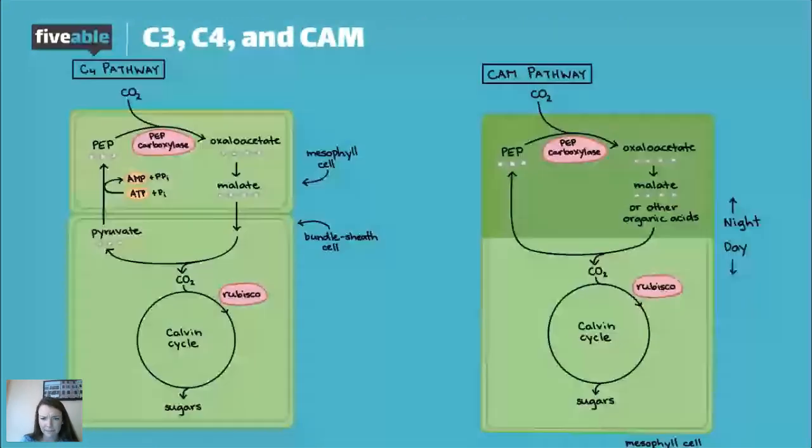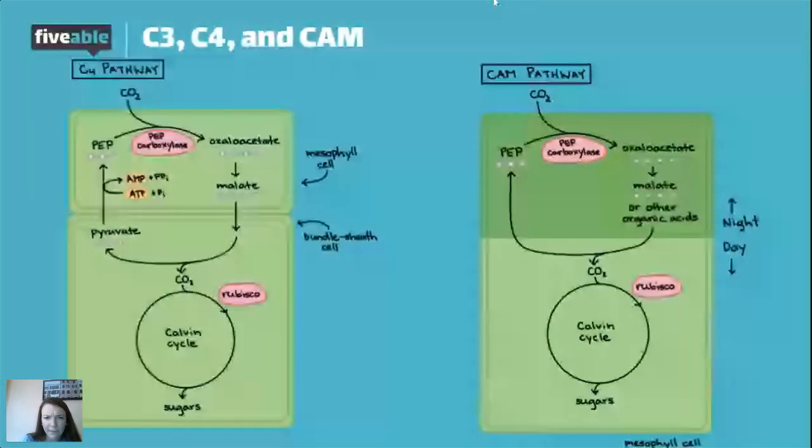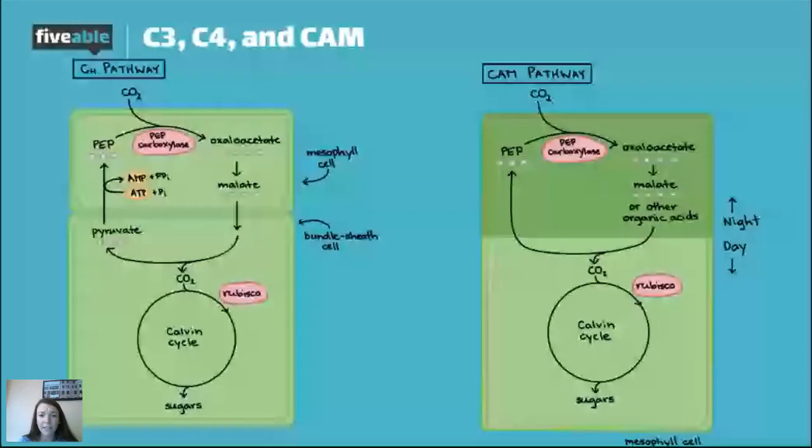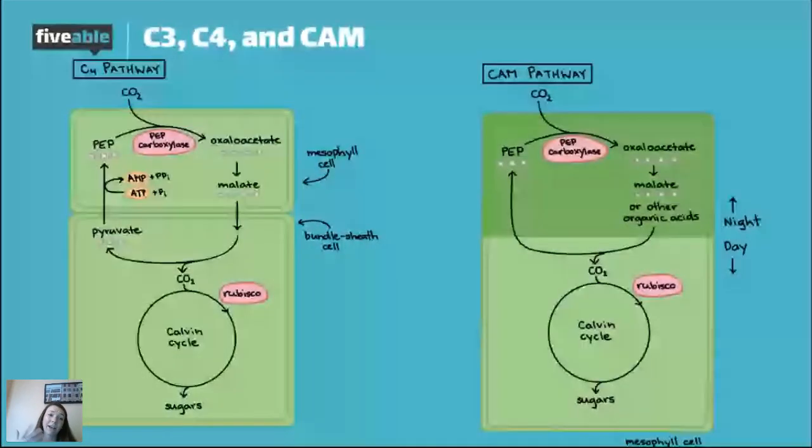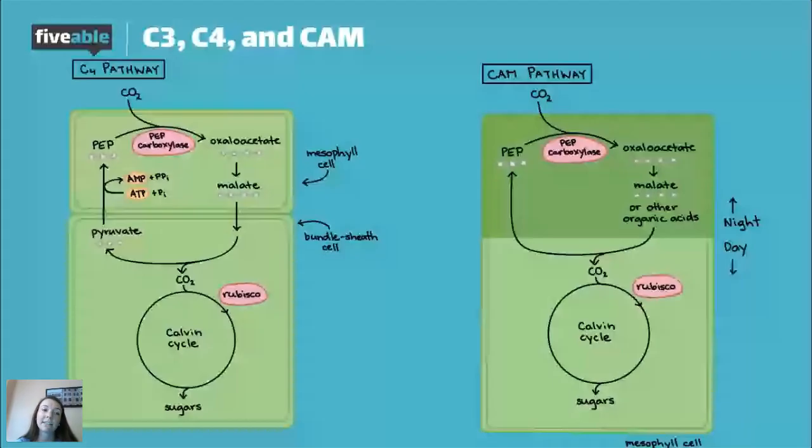Someone asked about C3, C4, and CAM plants. I haven't seen this in a long while. And again, plants aren't super big on the exam anymore, but it is about photosynthesis, so they sometimes do talk about it. Basically, what you need to know is that C4 and CAM are both adaptations so that plants can save water and not get dehydrated and dried out. So these are both taking place in types of plants that live in arid, dry areas.